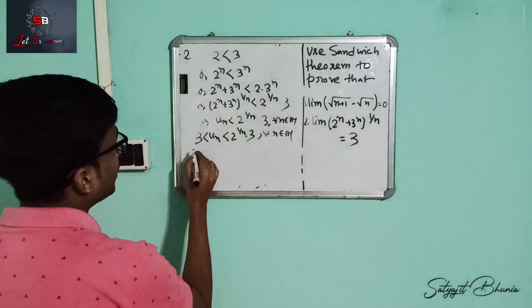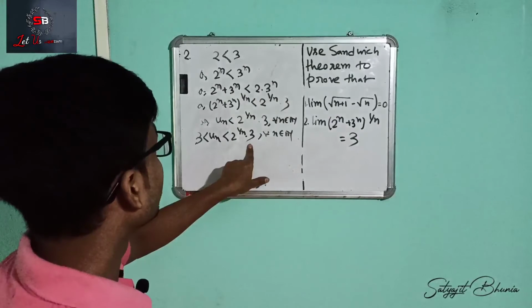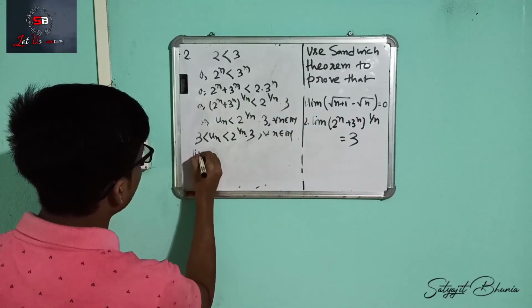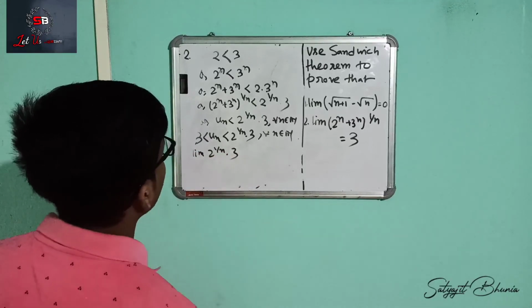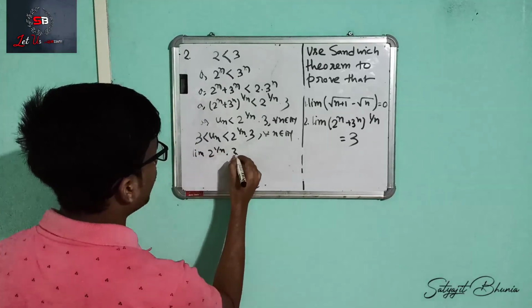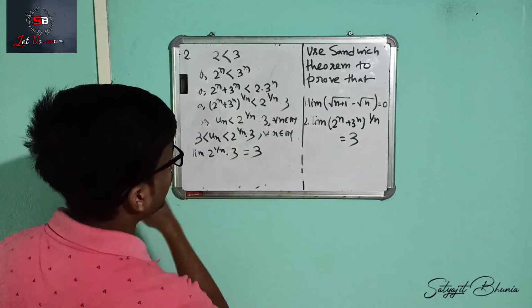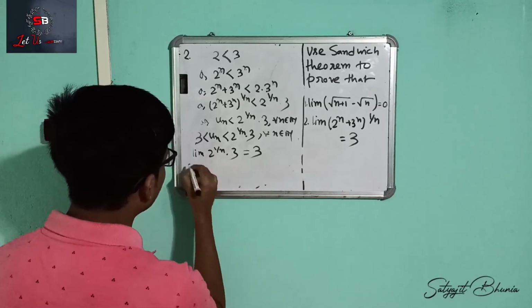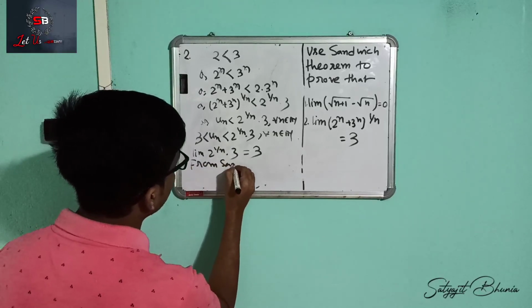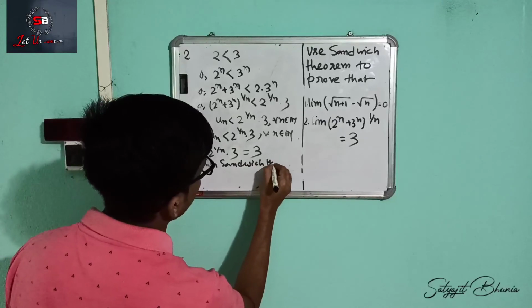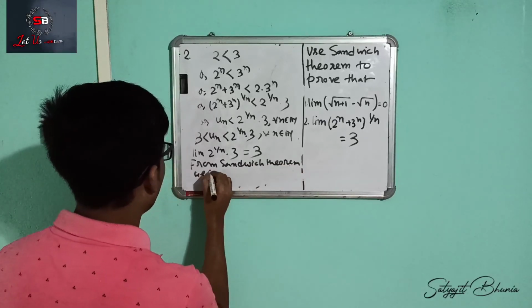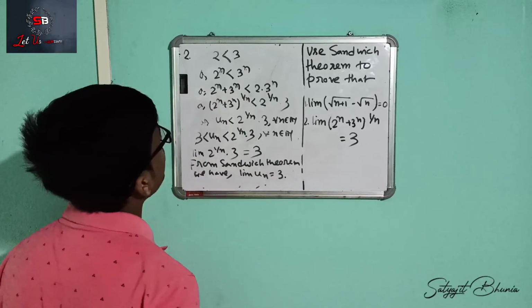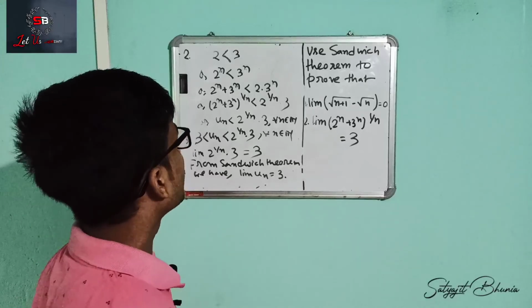So the left hand limit is clearly 3, and the right hand limit of the sequence is limit 2 to the power 1 by n into 3. This limit is 1 and this is 3, so this is going to be 3. Okay, so from the sandwich theorem we have limit un is equal to 3. Okay, this will prove the math.